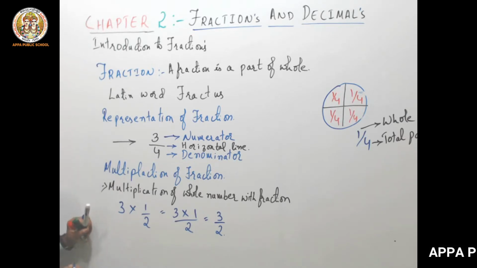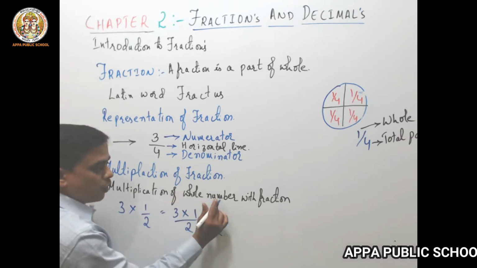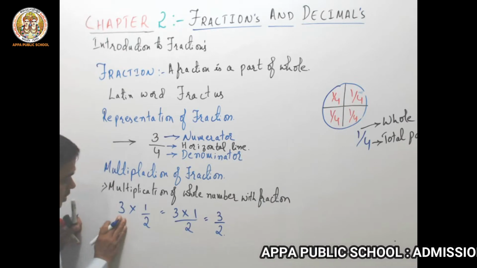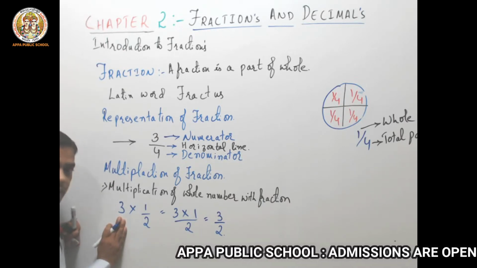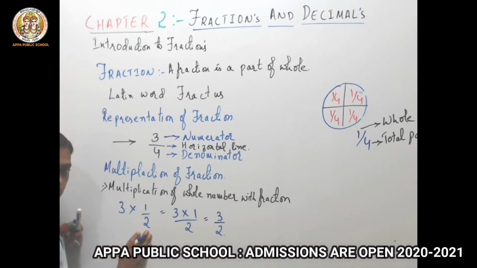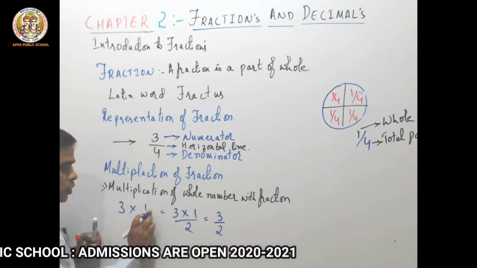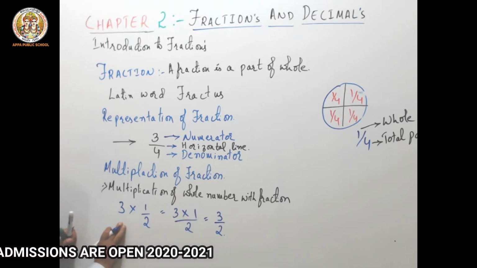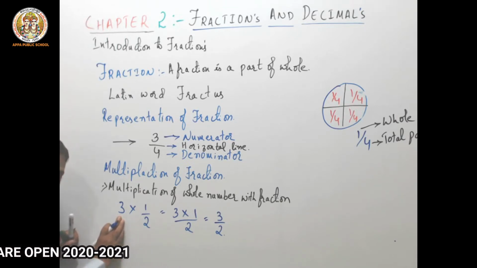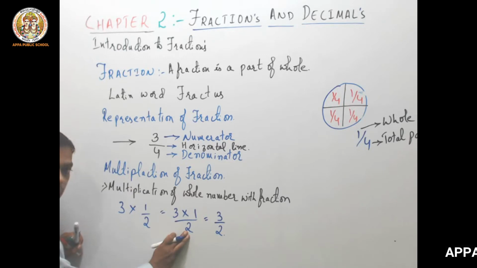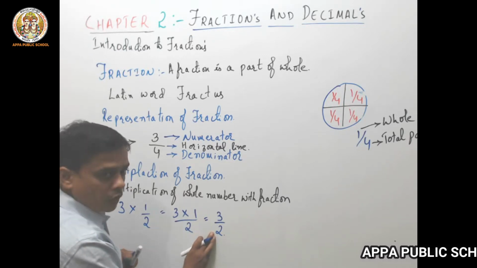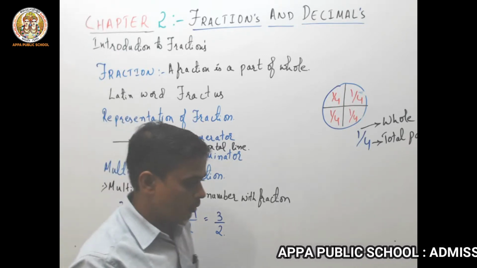So this is multiplication of a whole number with a fraction. 3 is a whole number, or an integer, multiplied with 1 by 2, where 1 by 2 is a fraction. I write 3 into the numerator divided by 2. Keep it as it is, because there is no other number in the denominator below 3. So how much will it be? 3 by 2.